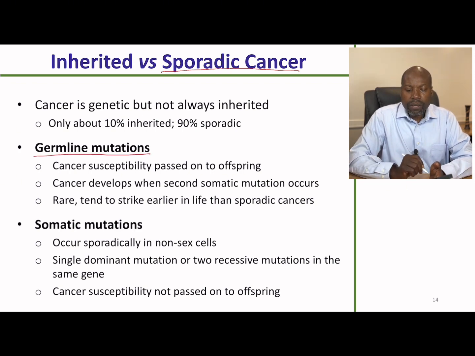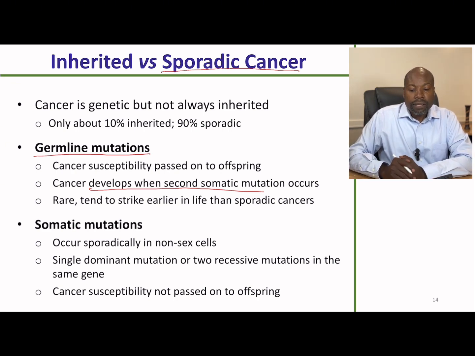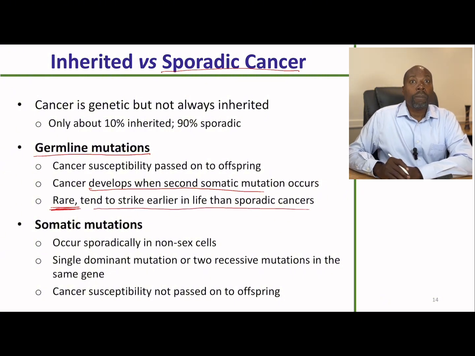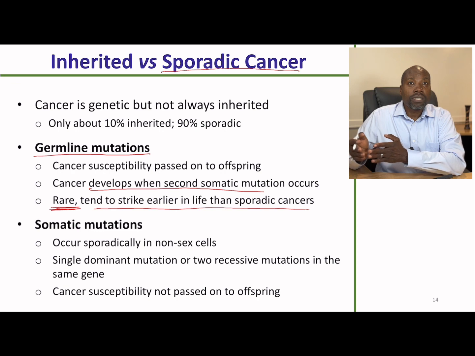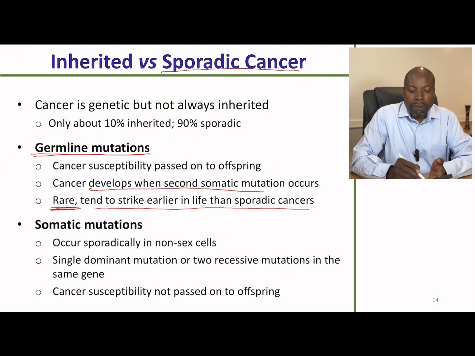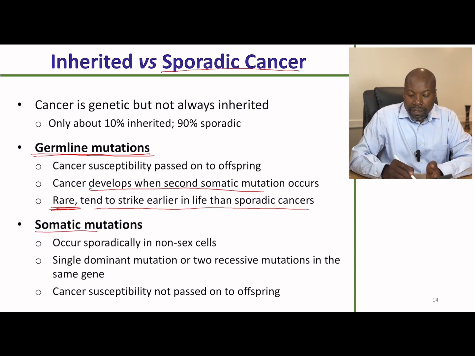So germline mutations are going to be passed down to offsprings. Cancer develops when a secondary mutation occurs. This type of cancers are rare, but tend to strike earlier in life compared to sporadic cancer. For instance, when we see children developing cancer, typically most of the time, it's because of germline cells that are mutated.